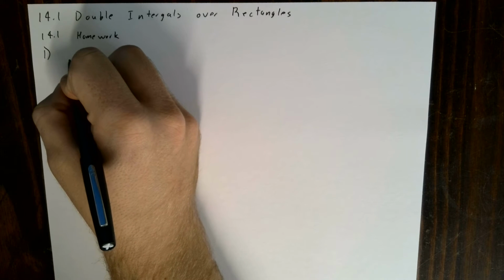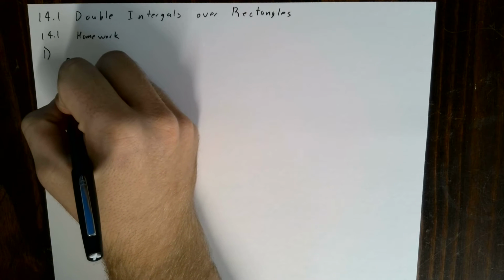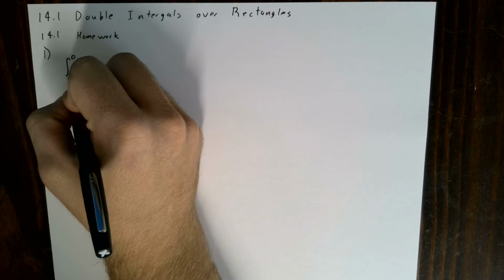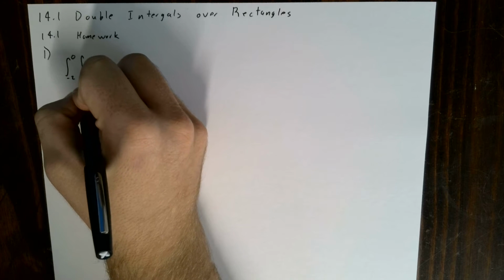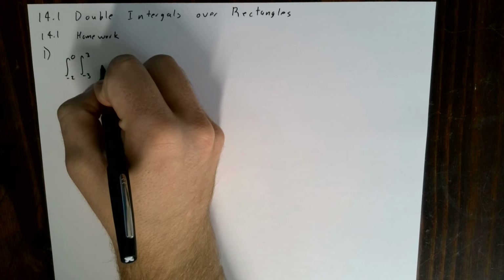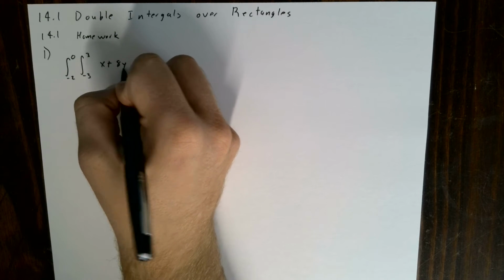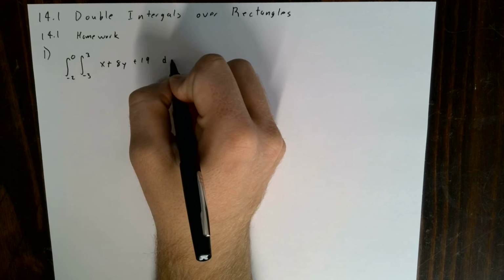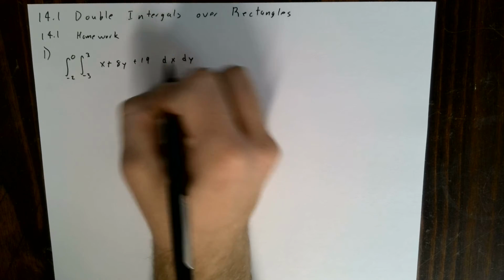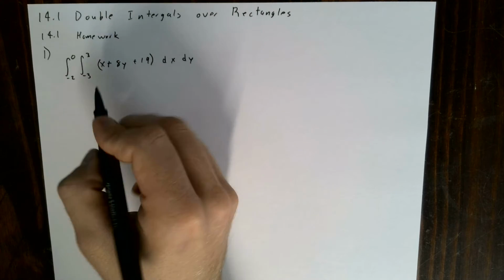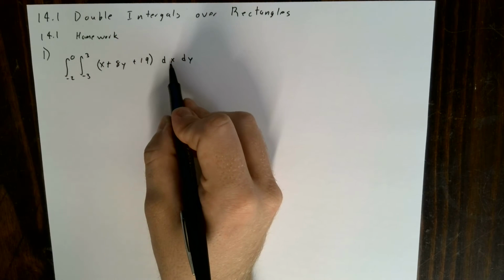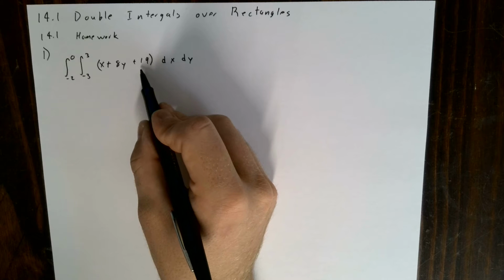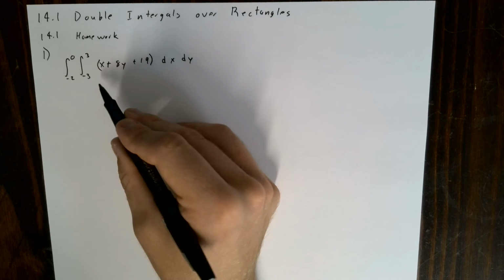Okay, so for 14.1 we have double integrals over rectangles. And our first problem in this homework section is the double integral from -2 to 0, -3 to 3 of x plus 8y plus 19 dx dy. And so what we're going to do is take the x, integrate with respect to x, and then integrate that with respect to y.